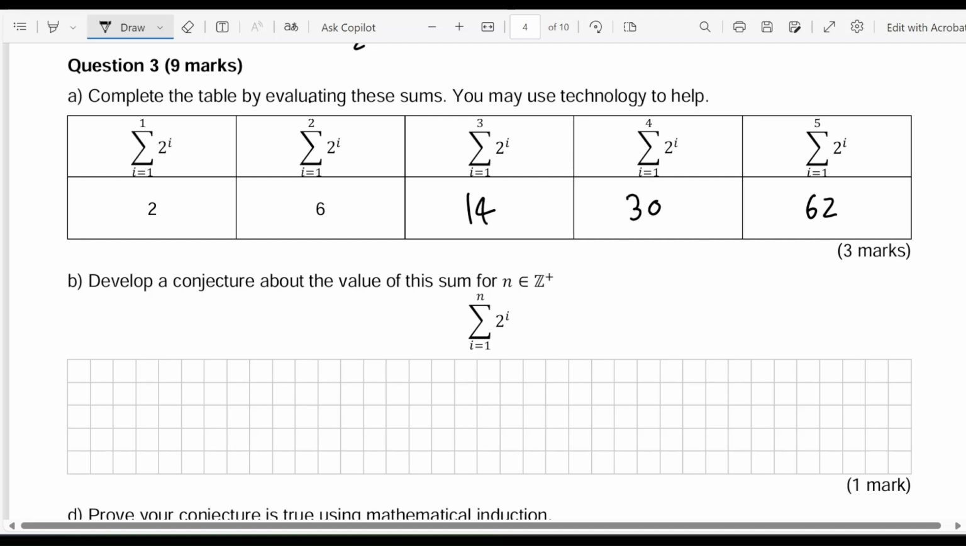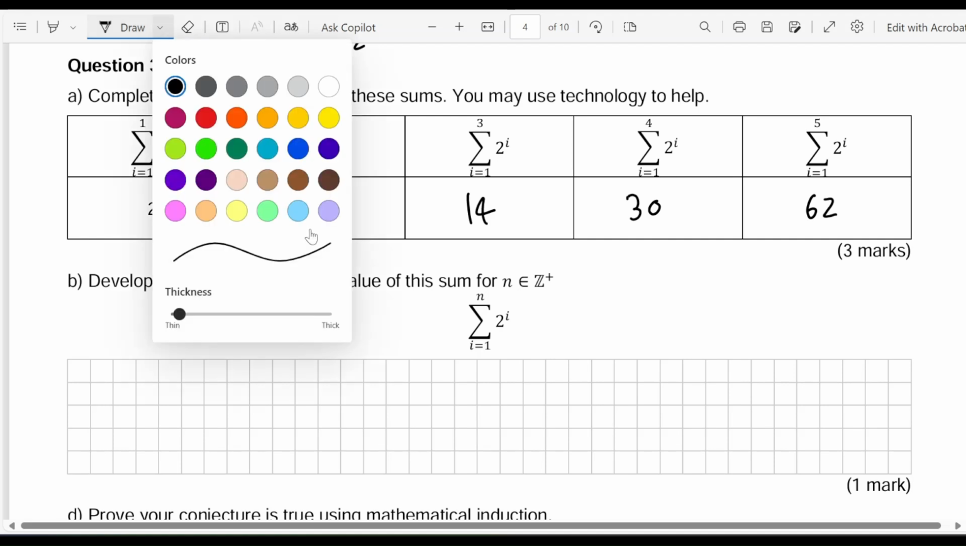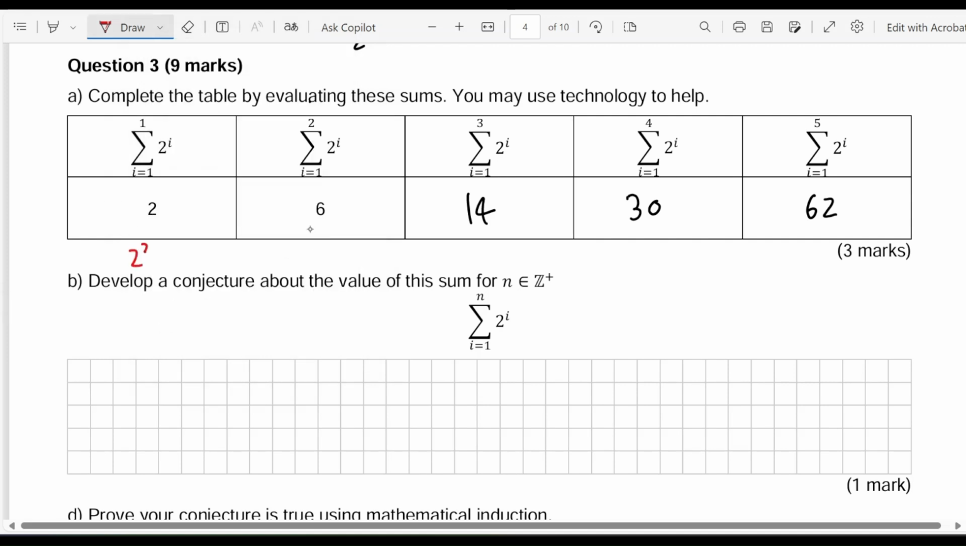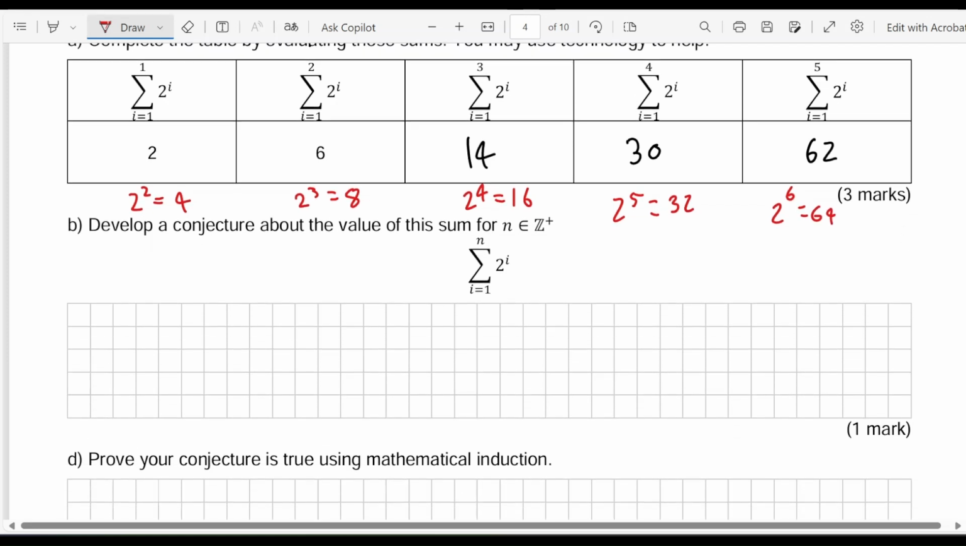You might notice if you do have those that all these numbers here are 2 less than a power of 2. So in particular, 2 squared is 4, 2 cubed is 8, 2 to the 4 is 16. You're probably noticing here that no matter what number I pick here, it always works out. So 2 to the 6 is 64. So there's our conjecture. So our conjecture should be that the sum from i equals 1 to n of 2 to the i is 2 to the n take 2.